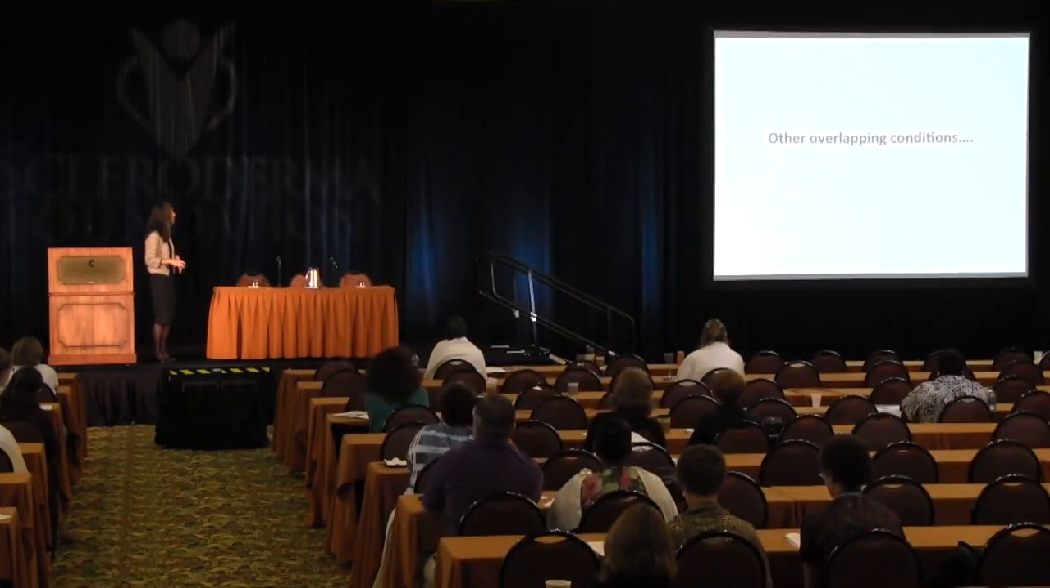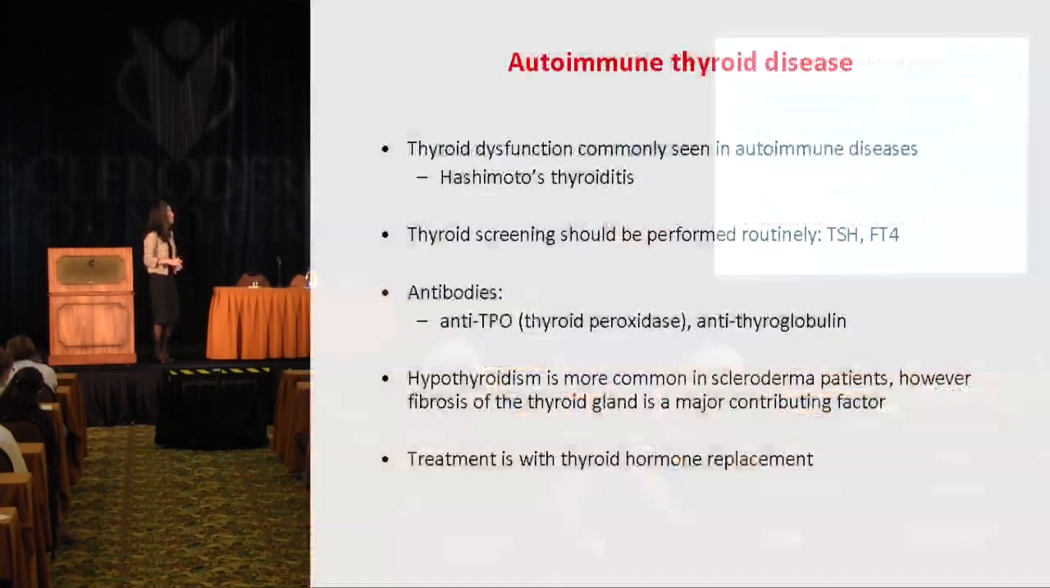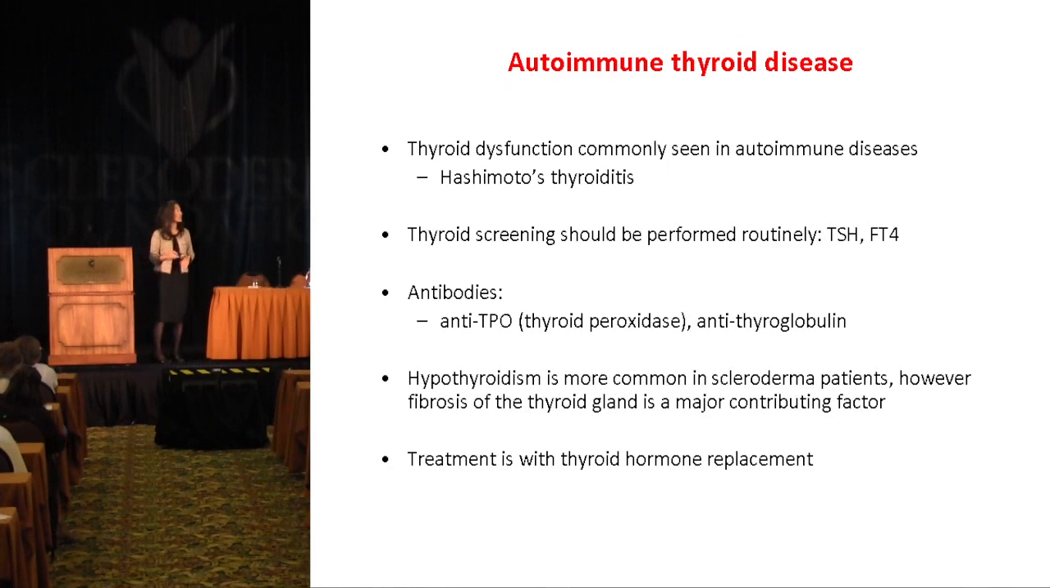Okay, and just a couple of minutes to briefly talk about thyroid disease, which is a very common thing that we see. It's commonly seen in not only scleroderma, but I see it a lot in our RA patients, lupus patients, you name it. I think, because the genetics are shared in a lot of cases, it's not surprising that these overlaps happen. Typically, Hashimoto's thyroiditis is what we most commonly see.